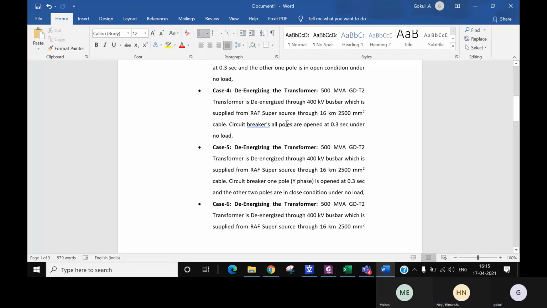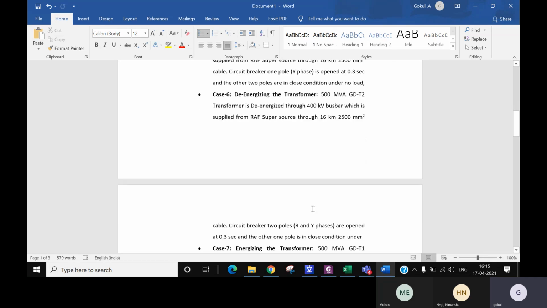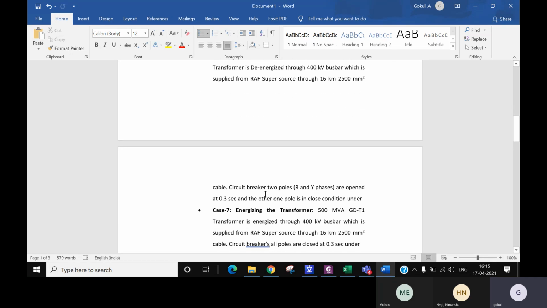So for the de-energization of the transformer, the circuit breaker should open, because we are going to de-energize it. Similarly, the three cases: all the circuit breaker poles are open at 0.3; only one pole is open at 0.3 and the other two poles are in contact; and the third one is two poles open and one pole in closed condition.